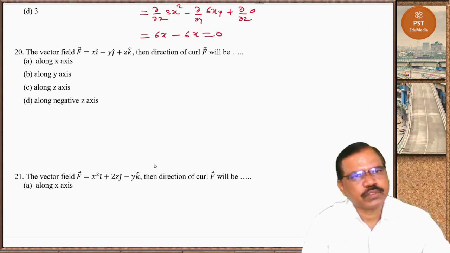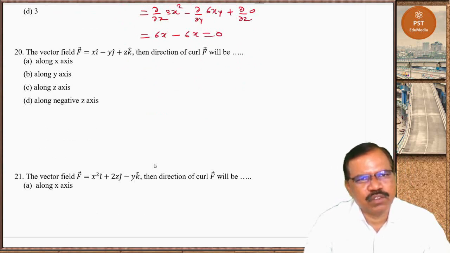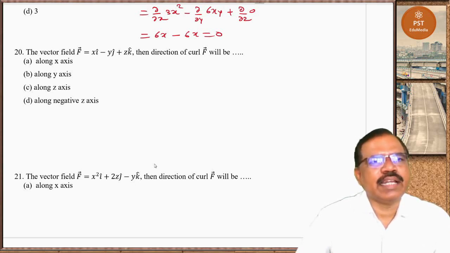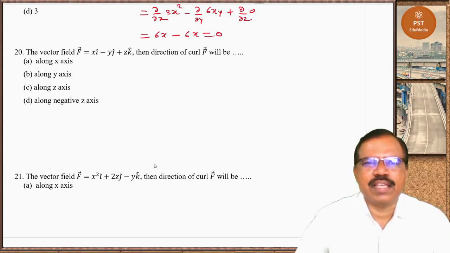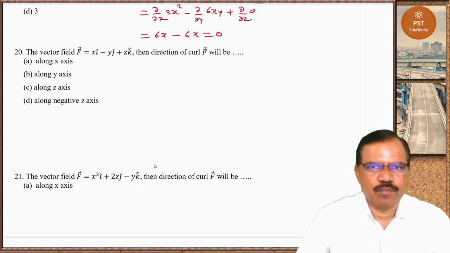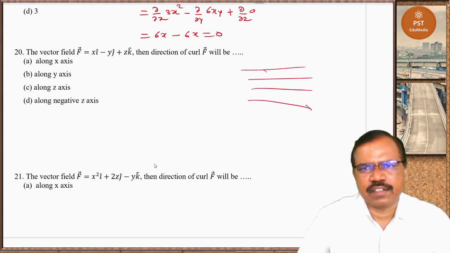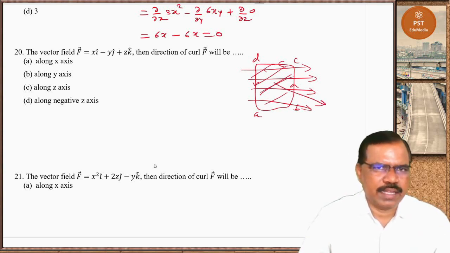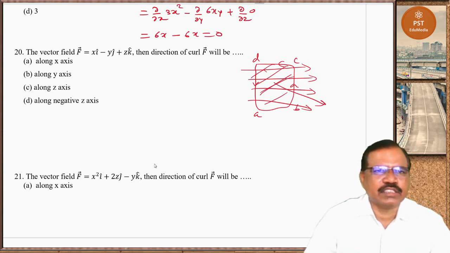Now see here the vector field F is equal to x i minus yz j plus z k. Then the direction of curl F. So we have to find direction. Curl F will be what? Perpendicular to the area. Here we have a vector field. We take some closed path ABCD and find the line integral. This one will have an area. Curl will be perpendicular to that. So we have to find that direction.